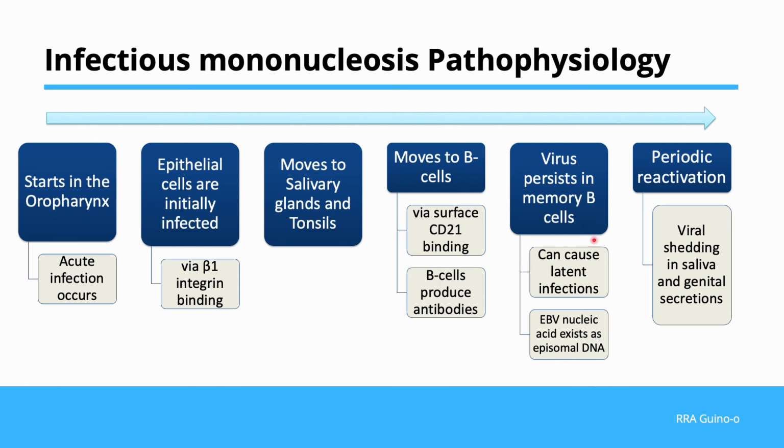Now, the virus can cause latent infections, and here, the EBV nucleic acid exists as episomal DNA. This means that this DNA of the virus is actually living or existing outside the nucleus. That means that it doesn't affect the B cell function. So sometimes there is periodic activation of this virus, which leads to viral shedding in saliva and genital secretions. So although your partner may not have any symptoms, you will not be able to know if there are already viruses that are being shed in their saliva and genital secretions. And this is one of the main factors why it's very easy to transmit this virus.